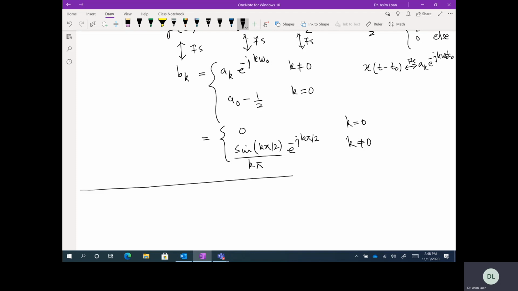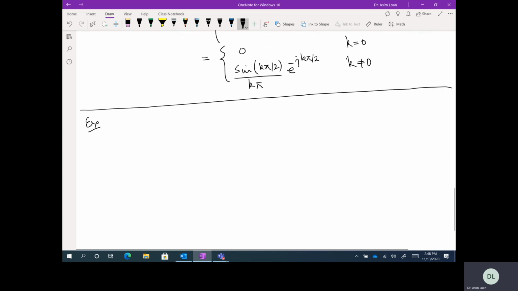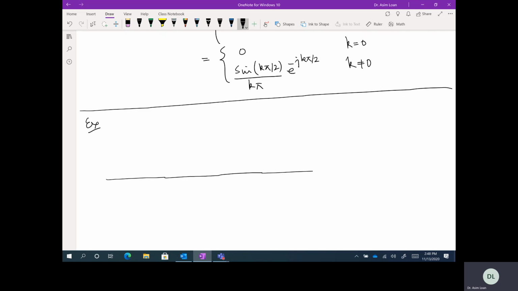So let's look at another example. Again, in this example, I don't want to use the analysis equation. I have a triangular waveform now. A triangular waveform is smoother than the square waveform, so obviously the coefficients are going to decay as 1 over k squared. Let's see whether this happens or not.